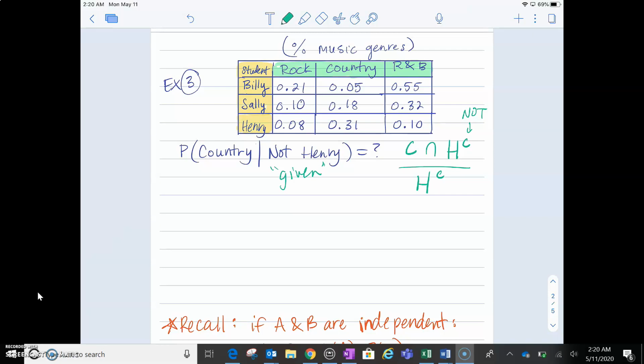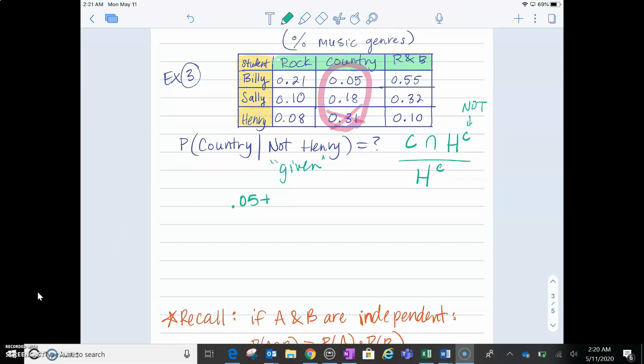We have to look at out of all of the country music options, which are these three, which ones are not Henry? So we have to now eliminate Henry. It's a little different than before. So this is actually going to be a combination of the 0.05 and the 0.18. So 0.05 plus 0.18. That would be all the not Henrys that are country. And then the bottom, we just need which ones are not Henry.